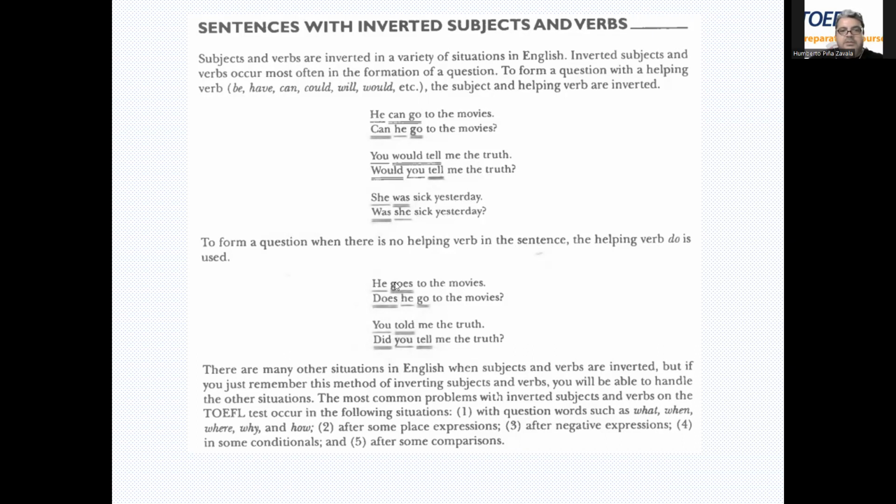He goes to the movies. Does he go to the movies? You told me the truth. Did you tell me the truth? Remember that when we use the auxiliary, the main verb goes into the base form.